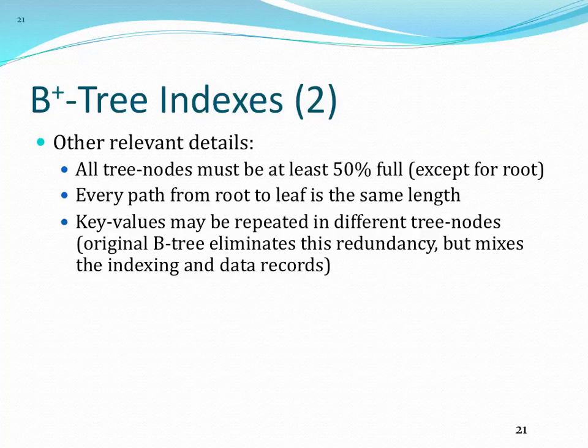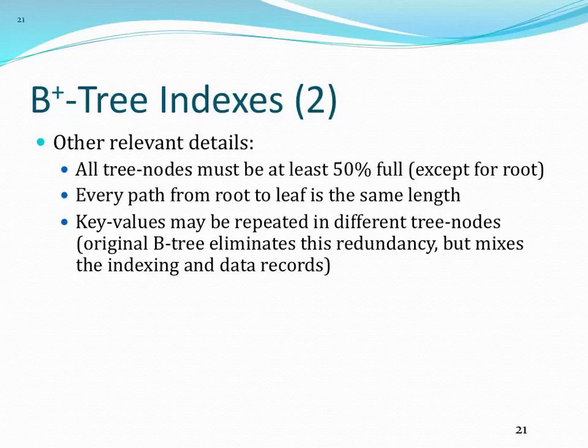There's some that require at least 33% full, some require at least 66% full. It really varies. And so the B plus tree says at least 50%. Every path from the root to the leaf is the same length. We like that as well because it allows us to do very efficient costing, and I should say accurate costing.